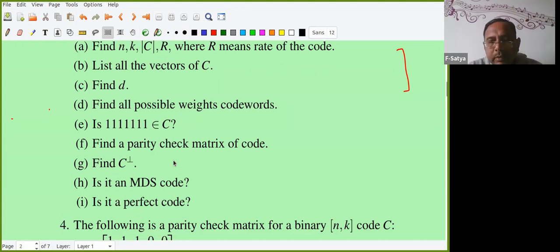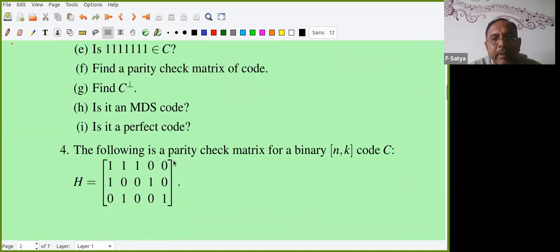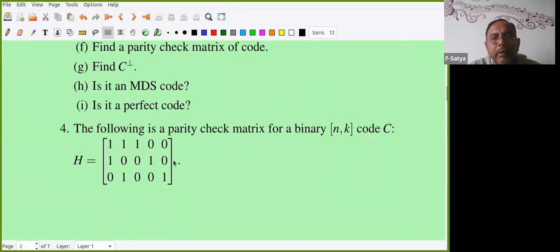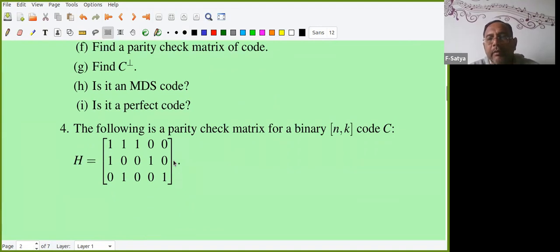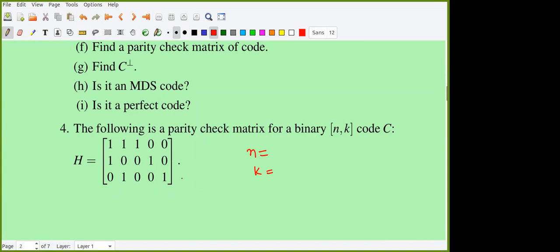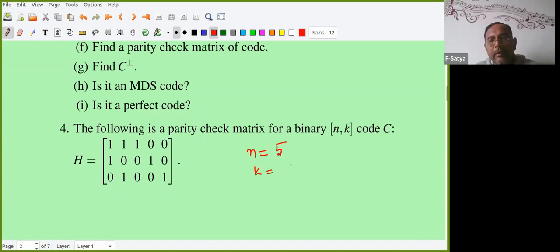Okay, then figure out. Try to find what is MDS code, perfect code. Okay. The following is the parity check matrix for an (n,k) code. I already gave that it is a parity check matrix, right? For an (n,k) code, can you tell me what is the n value and k value? But I'm telling you it is a parity check matrix, not a generator matrix. n equal to 5 and k equal to 2. Very good.